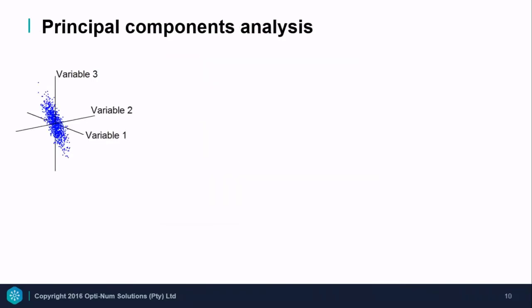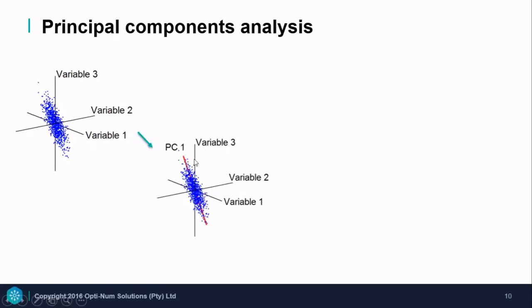Now what is principal component analysis? Firstly, we'll start off with our data represented on a set of axes, with each axis representing one of the variables. Then we'll determine the first principal component. This is a straight line through the origin in the direction of maximum variance. So here we can see that our first principal component is the best straight line approximation for our data.